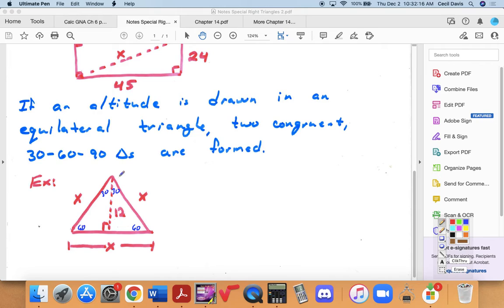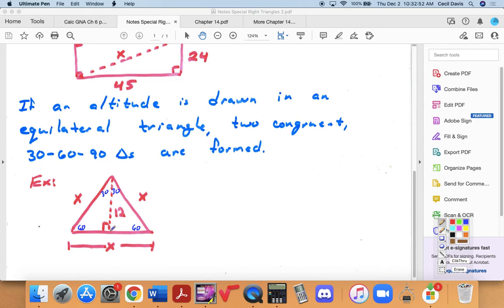The altitude is sometimes called the height, like when you're doing half base times height to find the area of a triangle. If you want to get technical about it, the altitude is this line, and the height is the length of that line. I can't get a whole lot worked up about how important it is to call one the height and one the altitude. They're pretty much used interchangeably.